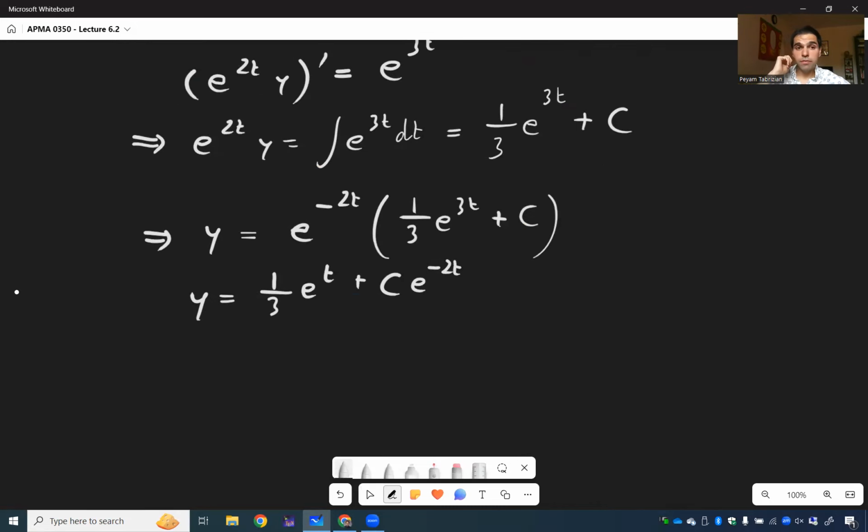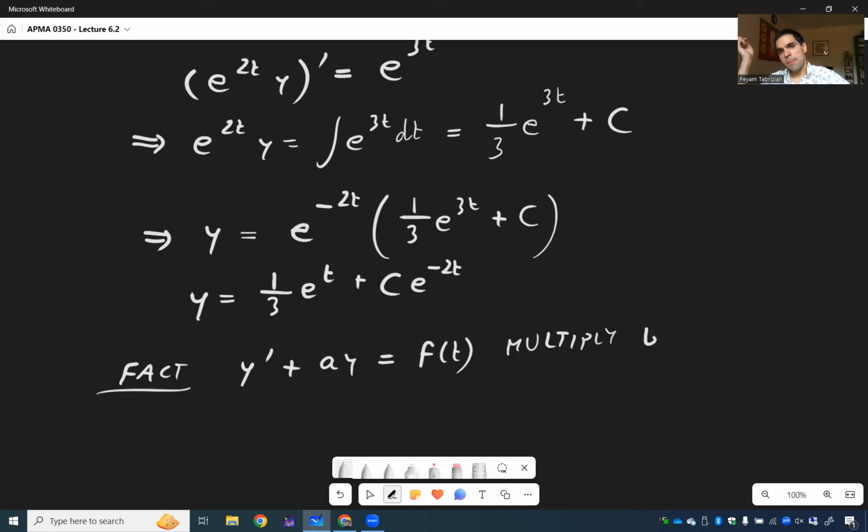So in summary, how do we know what integrating factor we pick? Here we had y prime plus 2y equals e to the t. In general, for y prime plus ay equals f of t, just multiply by e to the at. So before it was e to the 2t, now e to the at. And to remember that, just think of the most delicious function, which is to eat.